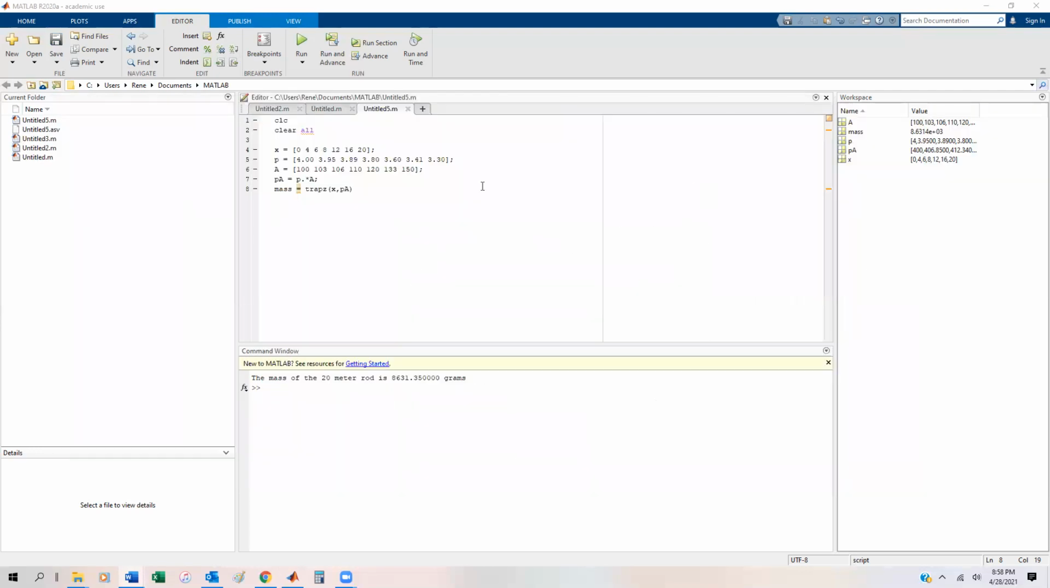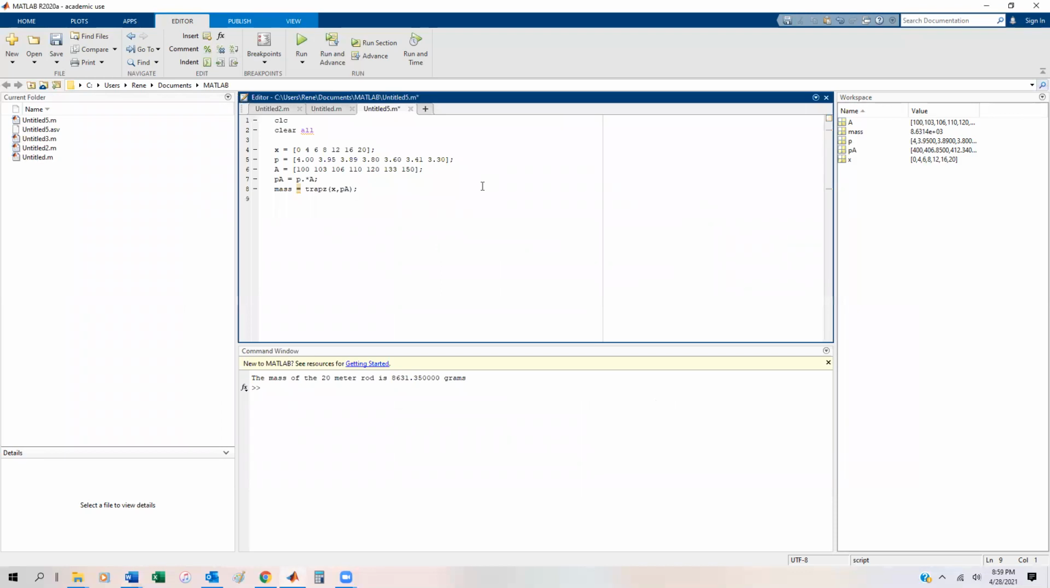And we're going to do an fprintf. So this is a really quick problem. So fprintf, and we're going to say the mass of the 20-meter rod is %f, and it's in grams. And we're going to add backslash n. Let's run it, give it a try, see what happens.